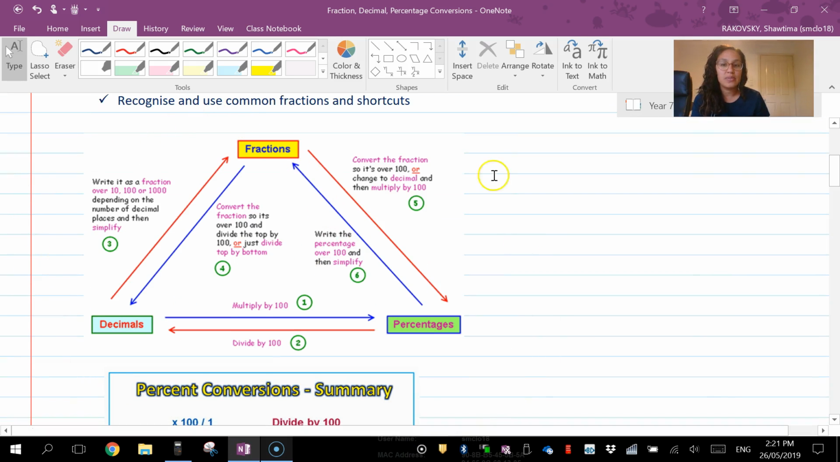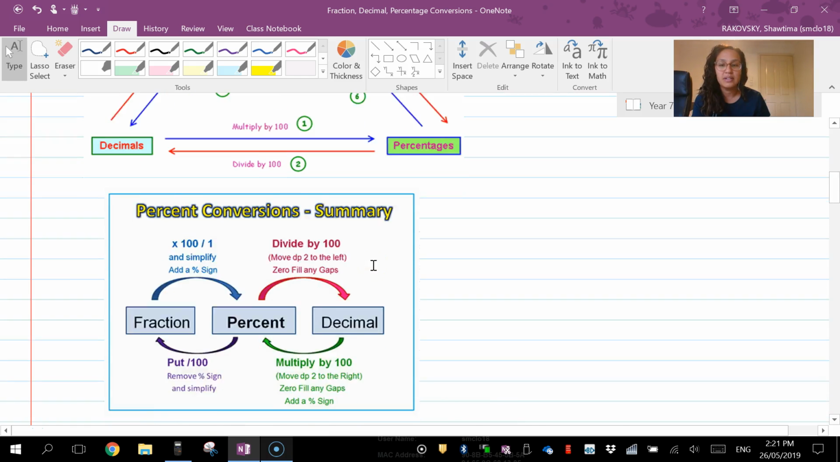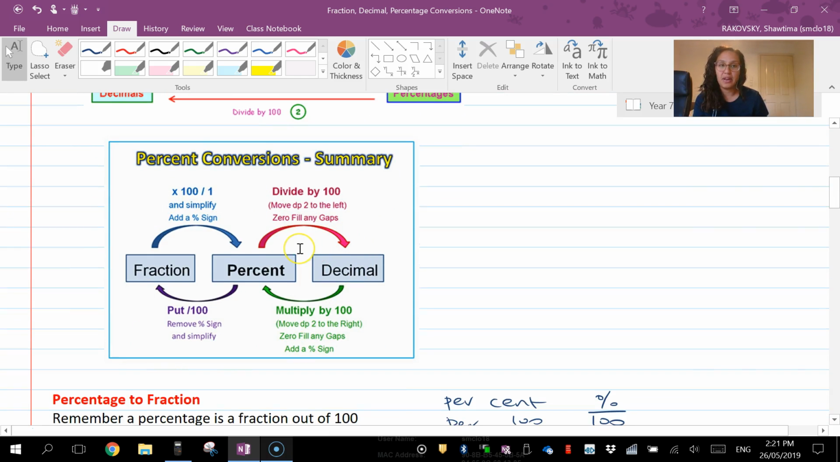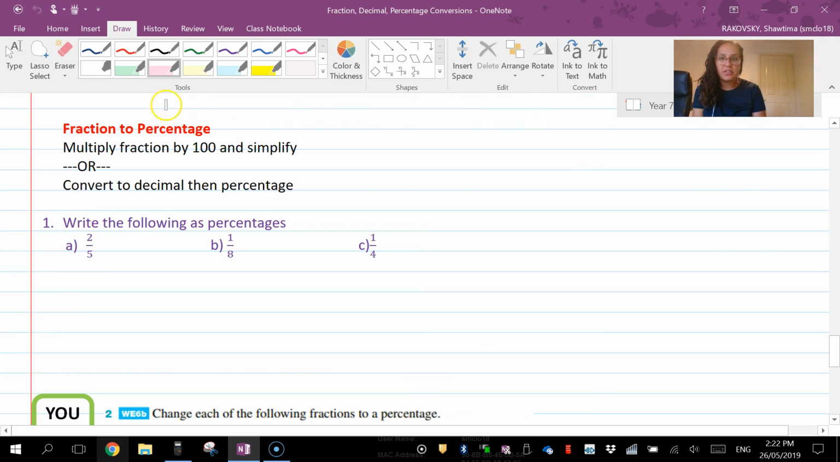So here we go. There's an action conversion chart there, explaining what you should be doing for each one. There's also this one here that might help if you are more of a linear kind of person. Okay, so please note that when you are doing fractions to percentages, this one is a little bit trickier, and also fractions to decimals.